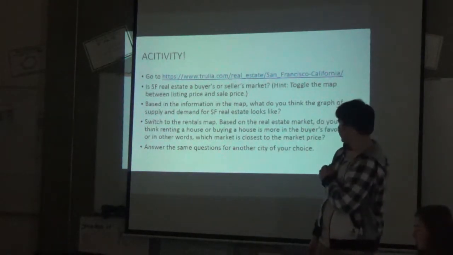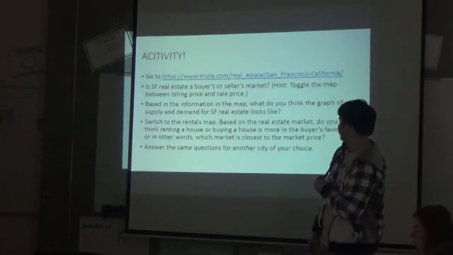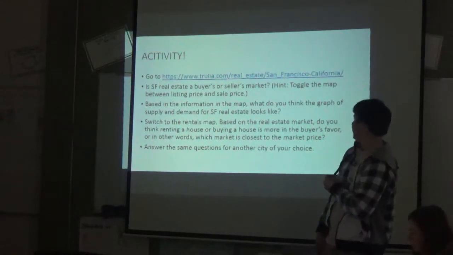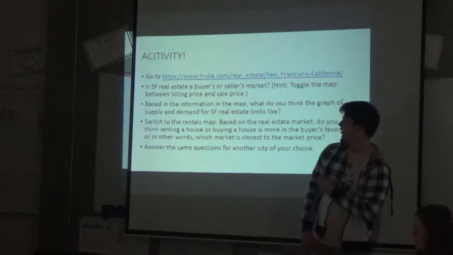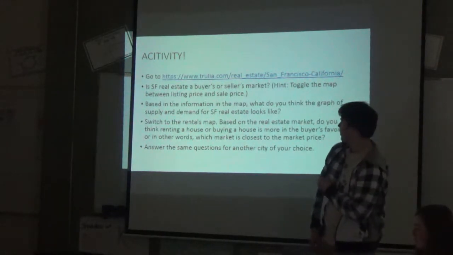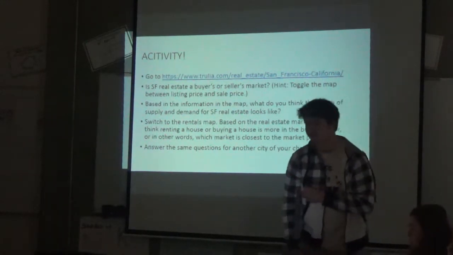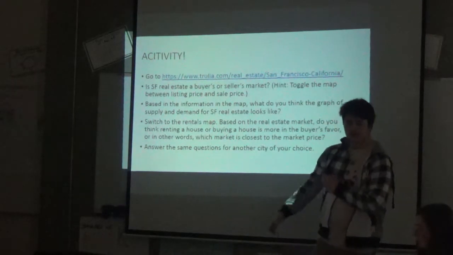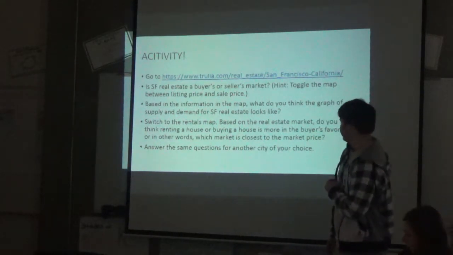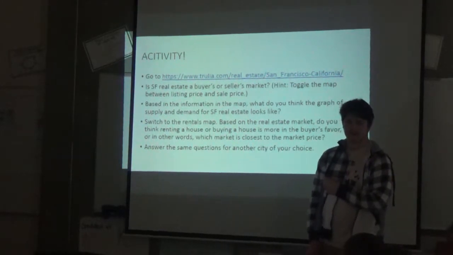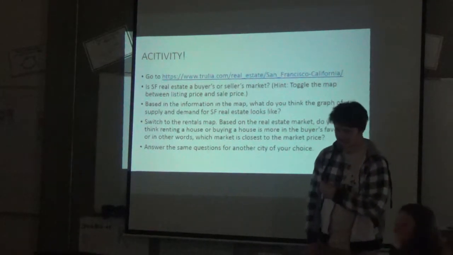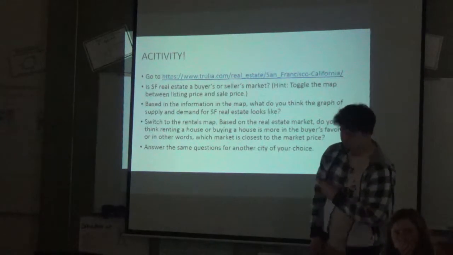The next thing to look for is, based on the information in the map, what do you think the graph of supply and demand for San Francisco real estate looks like? I'm honestly not sure. Supply is low, demand is high, based off the website. Yeah, that's about right.